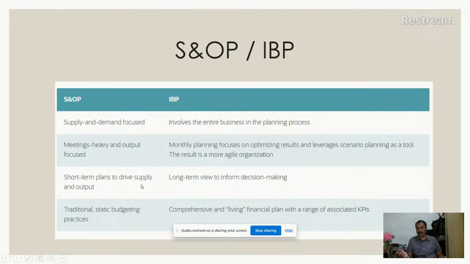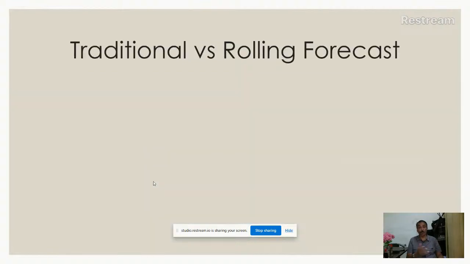S&OP is short-term plans to drive supply and output. Of course, it's not exactly a short-term plan. In S&OP also, we are going to look up to 18 months. Whereas in IBP, long-term is not clearly defined. Are they going to see 4 years, 5 years? It is not clear. Some of this could be marketing terms to promote IBP by those vendors. In S&OP, traditional static budgeting practices, but in IBP, a comprehensive and living financial plan with a range of associated KPIs.